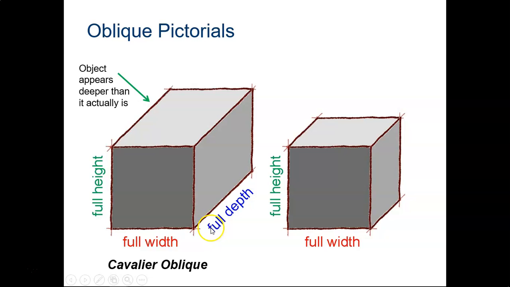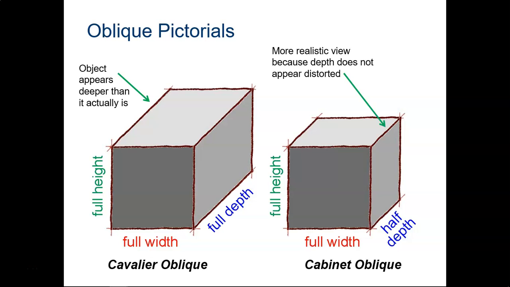However, cavalier will give you the full depth, which you guys should realize might actually be deeper than what it is. Whereas the cabinet will be the same full height and same full width, but it'll only be half of the depth. So this is a little bit closer to how your brain will actually be processing images, although it's only half of the depth.